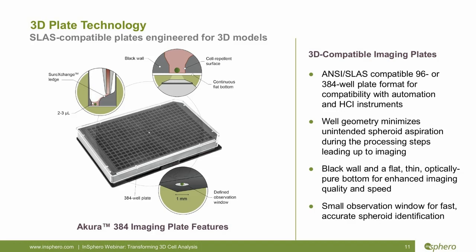Ideally, you'd like a plate that is ANSI SLAS compatible and is therefore compatible with automation and high content imaging instrumentation. It should have a well geometry that minimizes unintended aspiration of the spheroid during the processing steps. It should have black walls and a thin optical bottom for enhanced imaging quality and speed. And last but not least, a small observation window will facilitate accurate spheroid identification. The Acra 384 well plate, part of InSphero's 3D microtissue platform, is a good example.